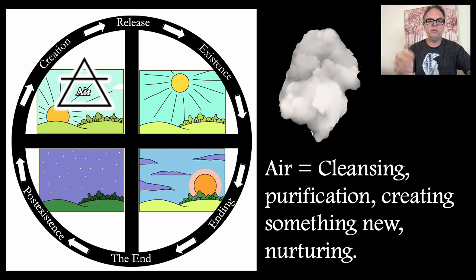Moist means it has no defined shape. So air, what is air? Well, air represents the process of creation. So if you use smoke in magic practice, it's the process of creation.